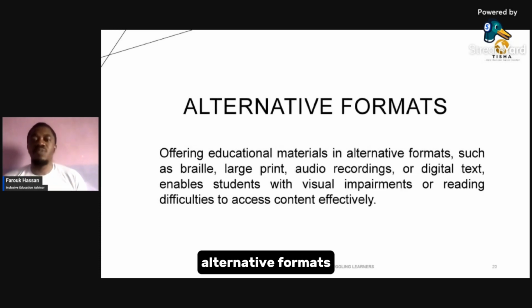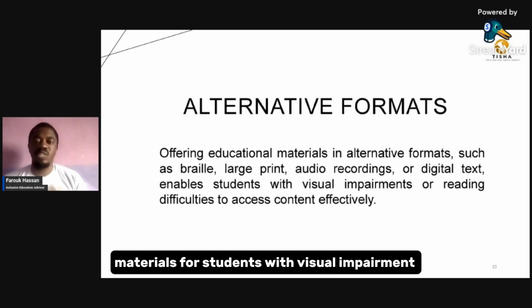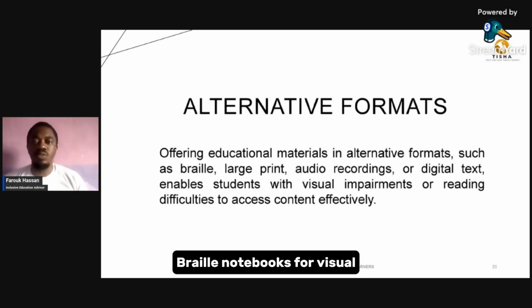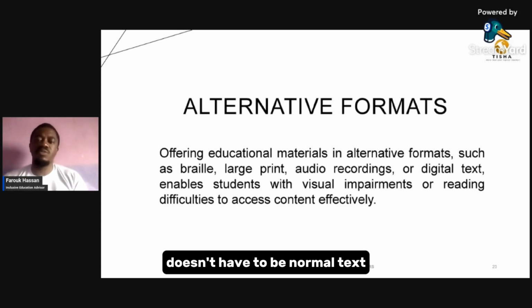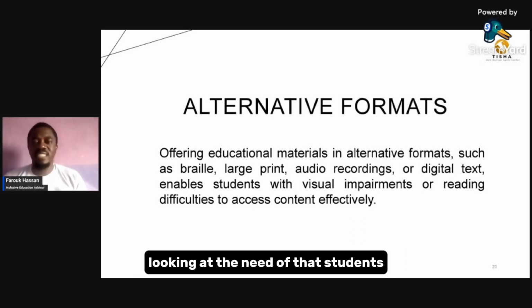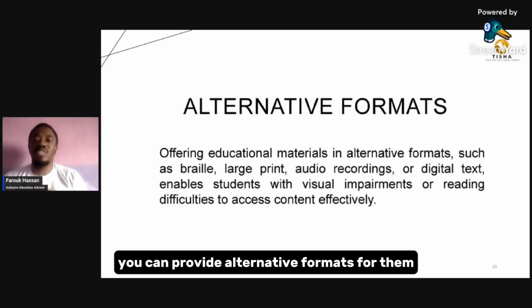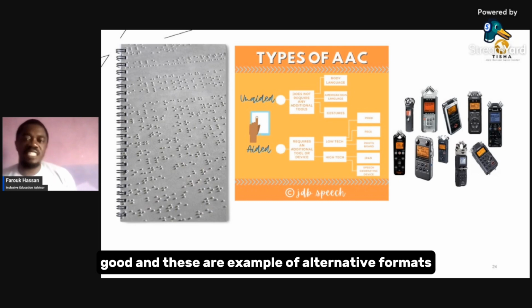Now, alternative formats. These are providing large print materials for students with visual impairment, braille notebooks for students with visual impairment, audio recording, digital text, different forms of alternative format. It doesn't have to be normal text fonts or text size that you provide. Looking at the need of that student, you can provide alternative formats for them in the classroom. Good. And these are examples of alternative formats.